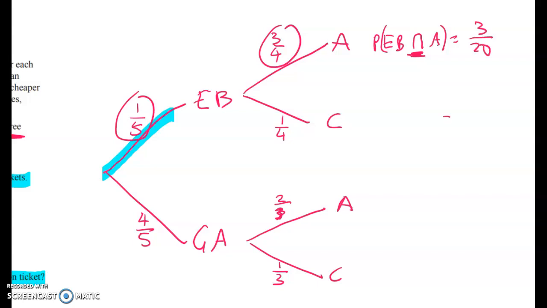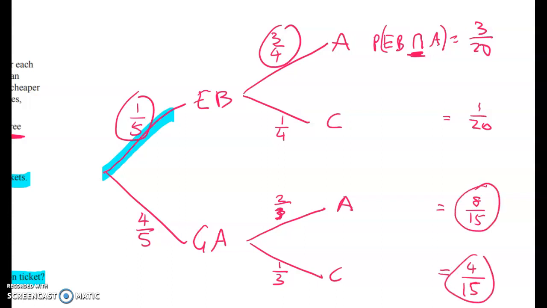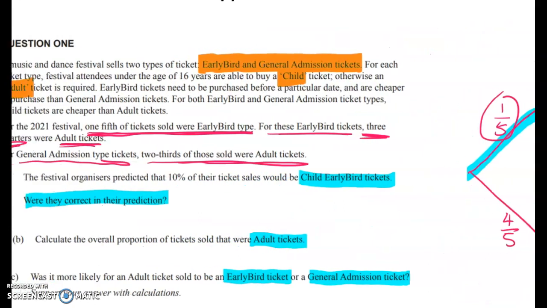Here for E, B, and C, we get 1/20. Here we get 8/15. And here we get 4 over 15. And as I said, it's fine to turn those ones into decimals, but just stick with about 4 decimal places if you're going to do that. So the tree's set up. Let's see what we can answer straight away.